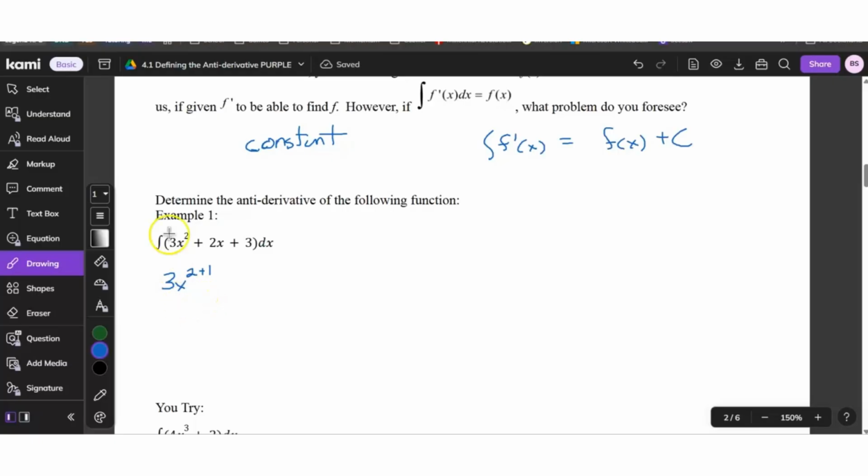Where? This? No, because we're actually solving it. We are doing the antiderivative. So 3x squared plus 1. 2 plus 1 is 3, so we divide by 3.